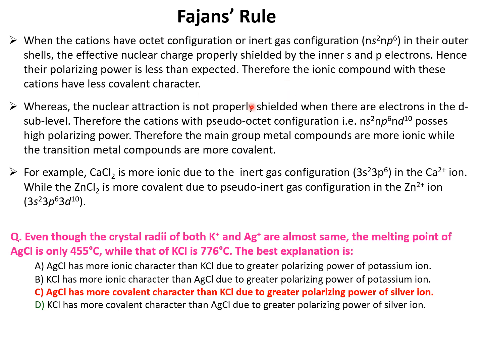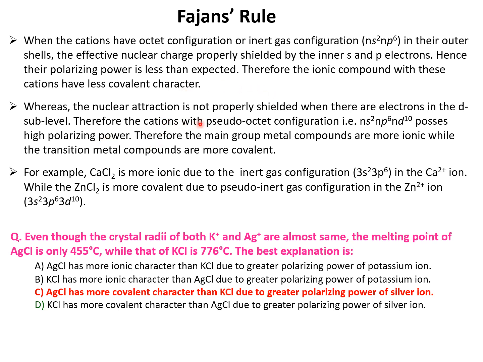Some more information regarding the Fajans rule. When the cations have an octet configuration, that is, a completely filled inert gas configuration, ns2 np6, in their outermost shell, the effective nuclear charge is properly shielded by the inner s and p electrons. Hence, their polarizing power is less than expected. Therefore, ionic compounds with these cations have less covalent character.